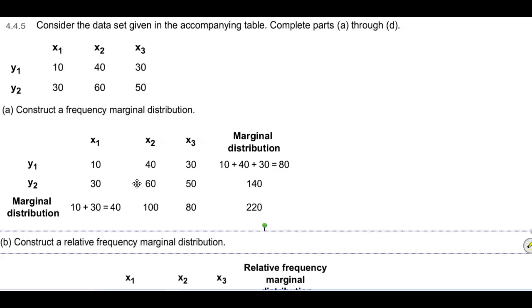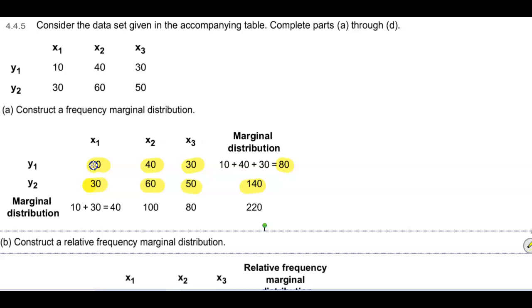So, for example, for the first row, y1, we're going to add up 10, 40, and 30, which gives us a total of 80. And the row totals represent the distribution of the row variable. Now, if we go ahead and add row 2, 30 plus 60 plus 50, that's going to give us 140.